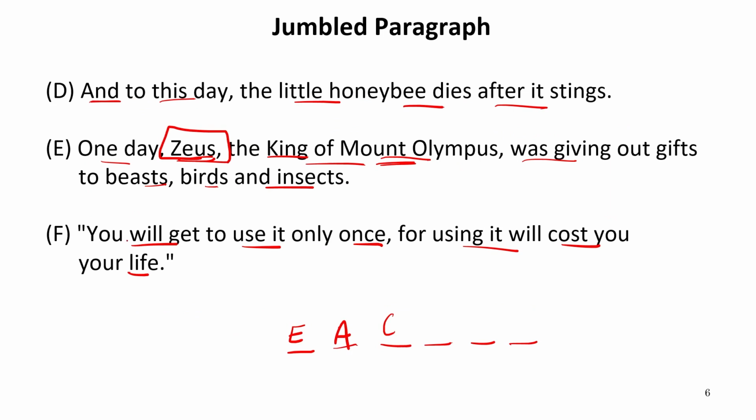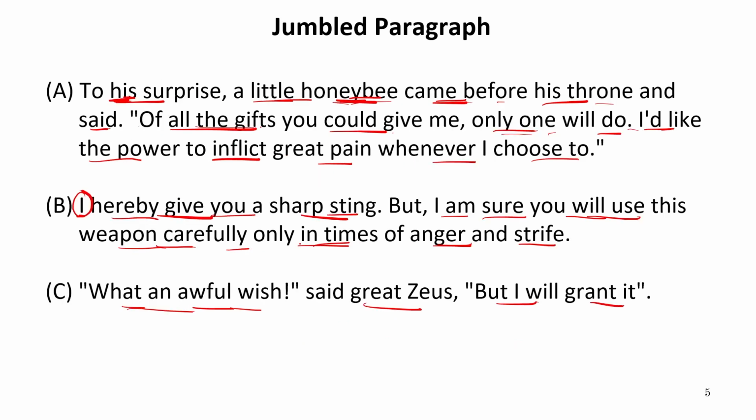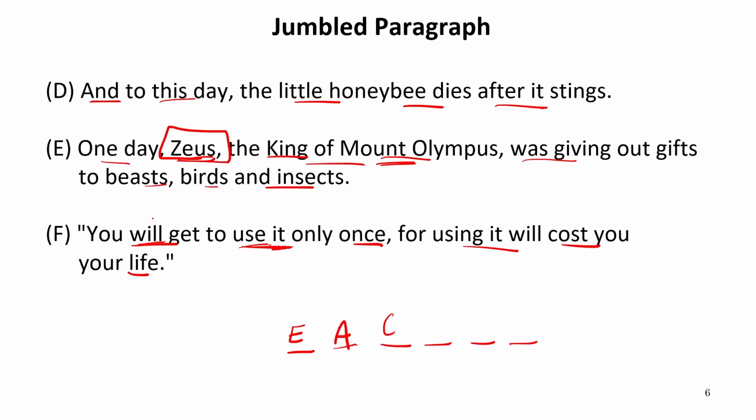In the sentence it is given, "You will get to use it once." Now what does this "it" refer to? So I hereby give you a sharp sting, so that "it" refers to the sharp sting. It means B comes prior to F. So after C it is B, then comes the sentence F.